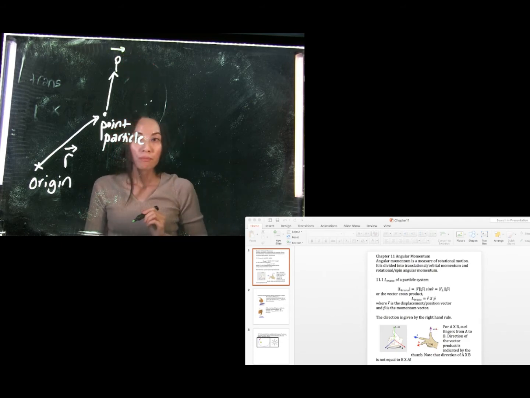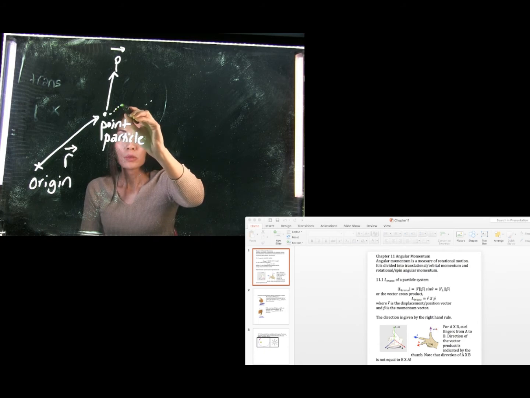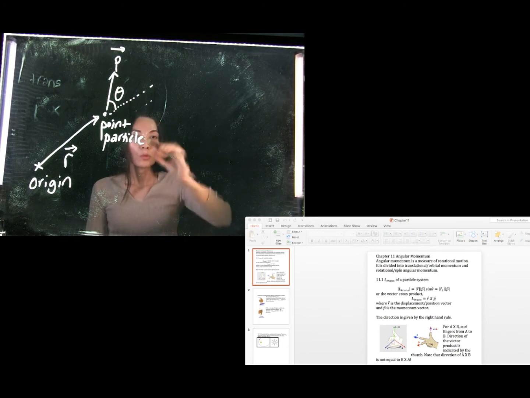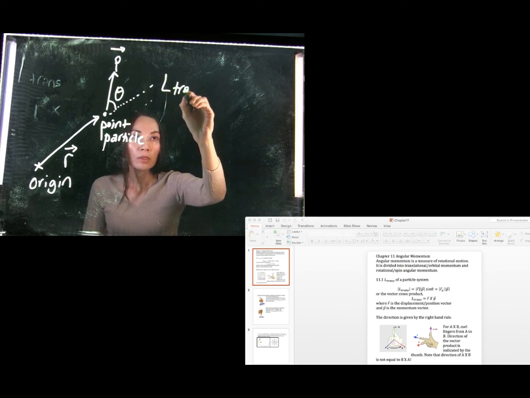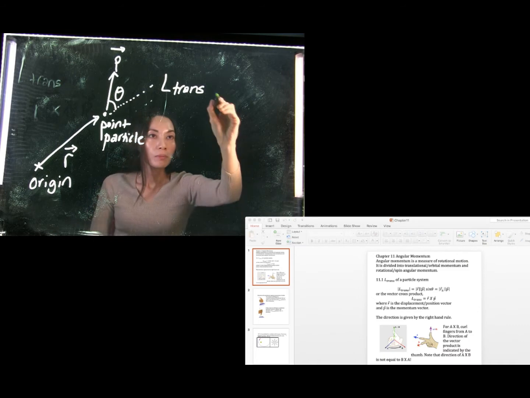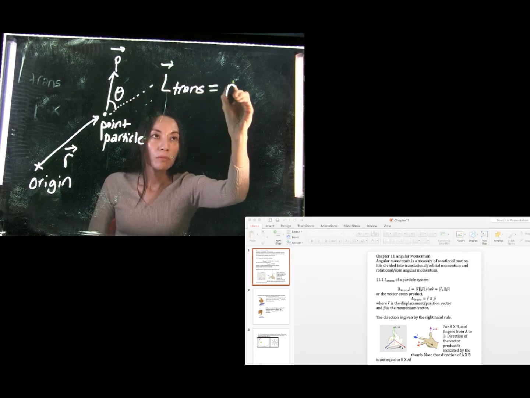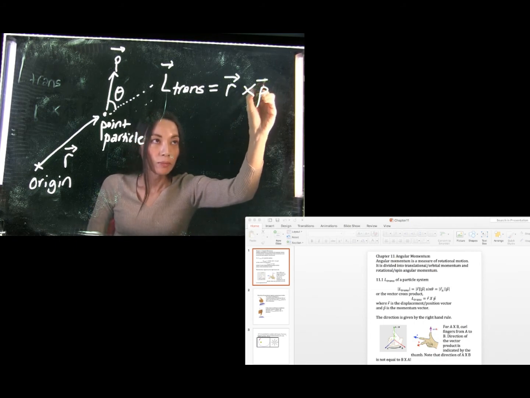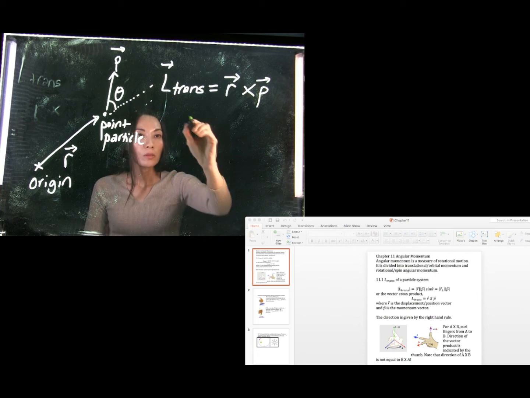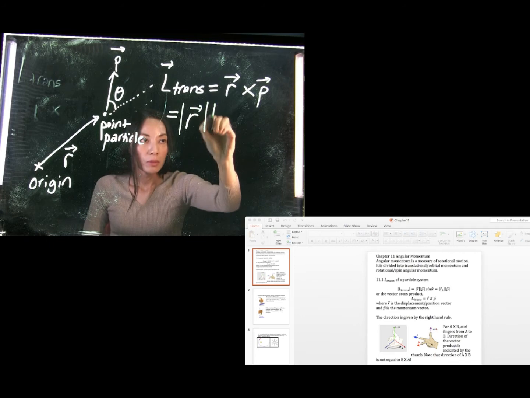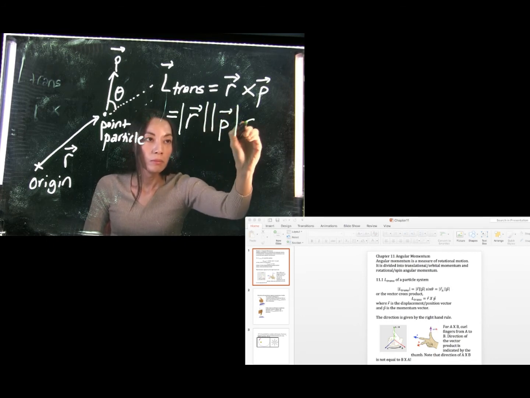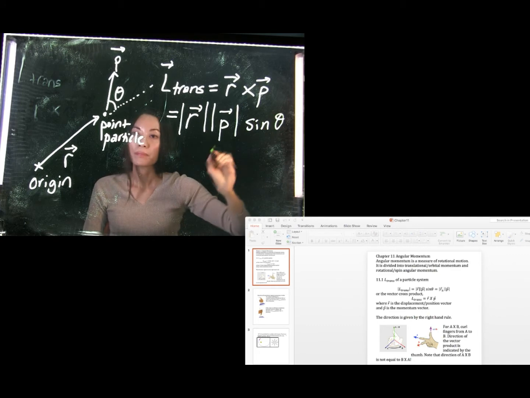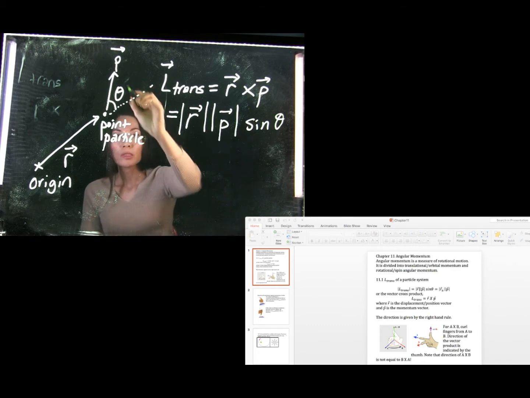And so the angle between the two vectors would be theta. So now we can describe the translational angular momentum to be equal to the cross product of r and p, where the magnitude is the magnitude of r times the magnitude of p times sine theta.